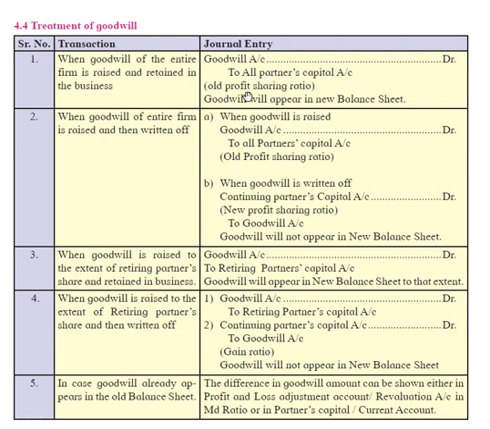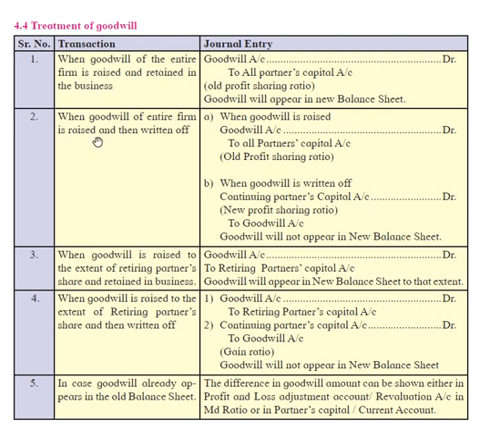The amount is credited in the old profit sharing ratio. Whatever was given as the old profit sharing ratio, that will come in the goodwill account debited to all partners' capital accounts. That goodwill appears in the new balance sheet as well.